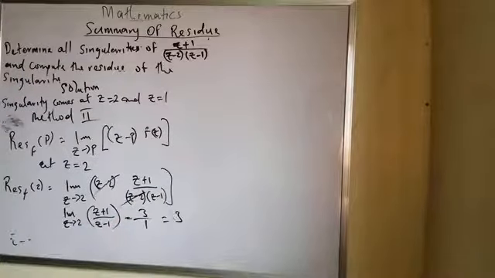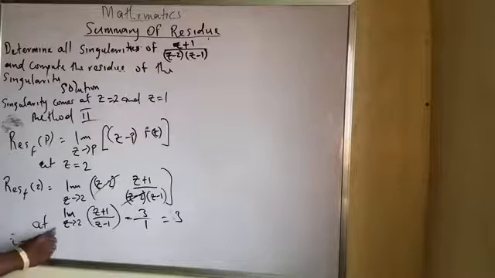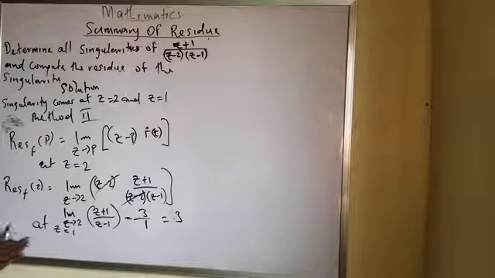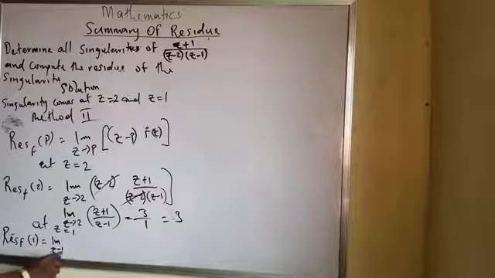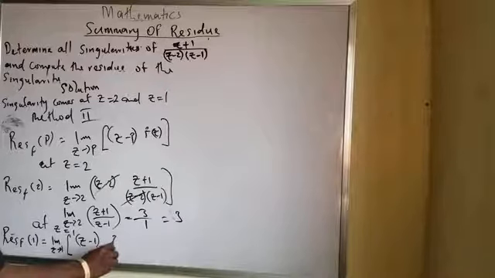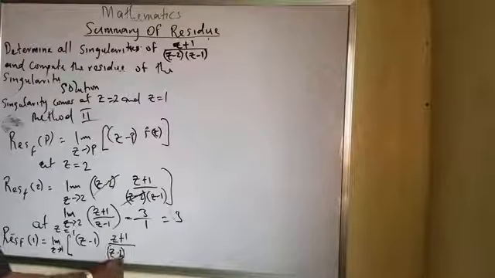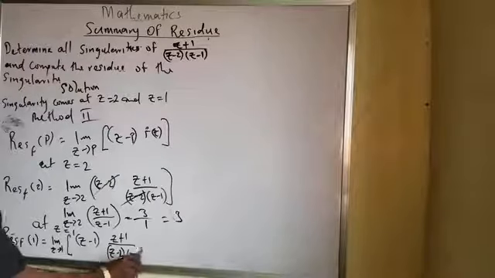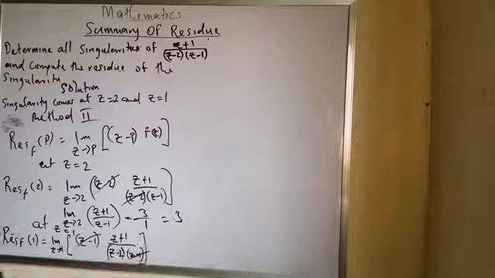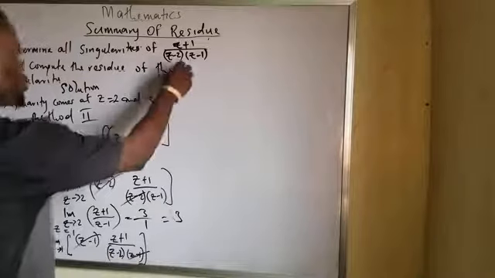And also we can move on to the next one, which is at z equals 1. It means I'll be talking about the residue of the function at 1, which is equal to the limit of z to 1 of (z minus 1)(z plus 1) divided by (z minus 2)(z minus 1), where this will cancel this.